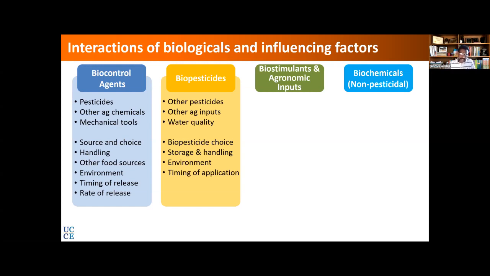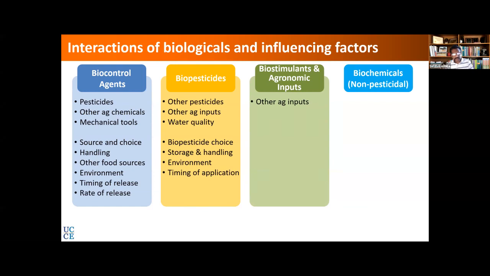The same thing, because some materials work based on contact, so you want to apply them at the time when the insect or the target is there. Sometimes some actually, like entomopathogenic nematodes, can go around, look for their host. So all these things play an important role there.